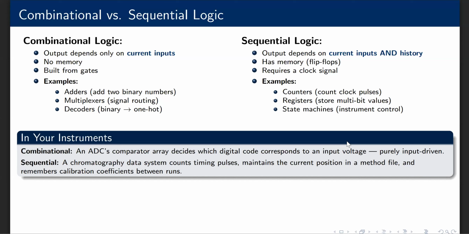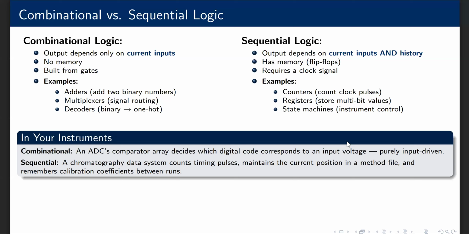Sequential logic means the output depends on current inputs and past history. It has memory, implemented with flip-flops. It needs a clock to advance from one state to the next. Some examples are counters that count clock pulses, registers that store data, and state machines that orchestrate instrument behavior.